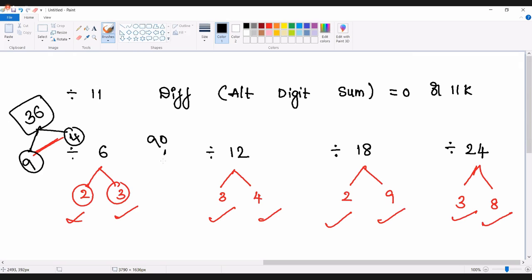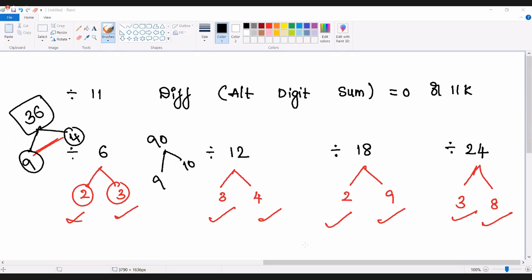For example, 90 is there. What is the rule? 9 into 10. So like that, for any other composite number, in order to find out or extract its divisibility rule, you can just check this out. The numbers should be co-prime numbers. I hope the point is clear.